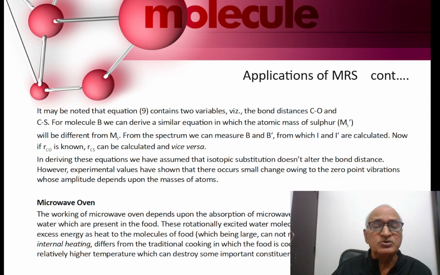The food molecules like proteins, carbohydrates, fats, they cannot rotate, but the water present in those molecules can rotate and can absorb the microwave radiation. Now the heat it gains is transferred to the food molecule. So food is cooked without being exposed to higher temperature. It is cooked at normal temperature. Therefore, some of the essential components like vitamins and other things are not destroyed. That is the beauty of using microwave oven.